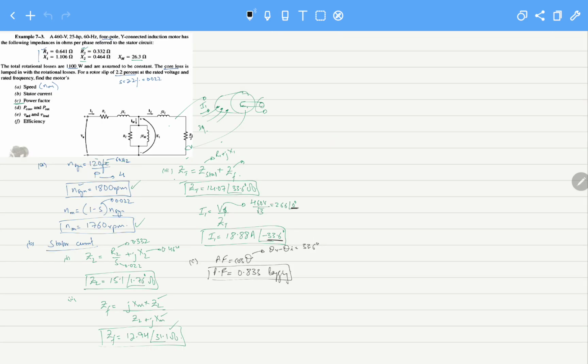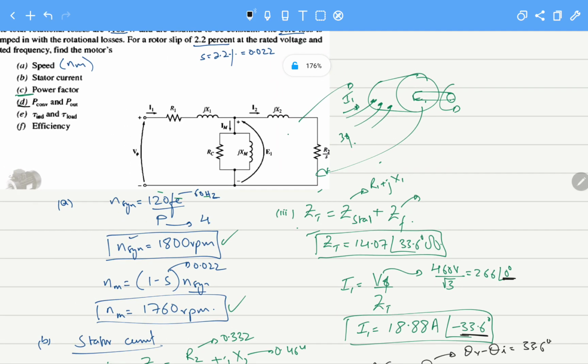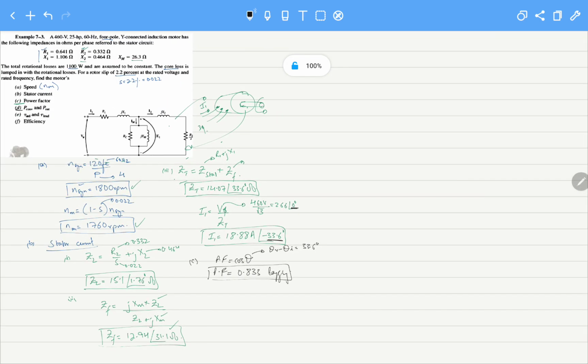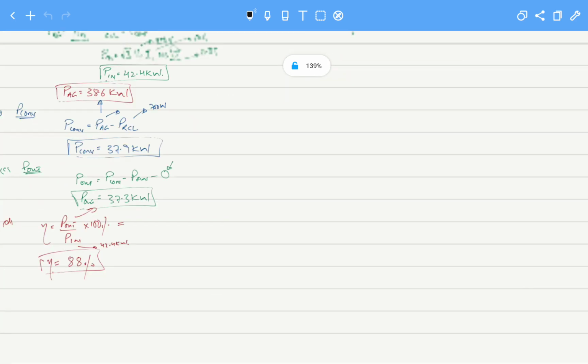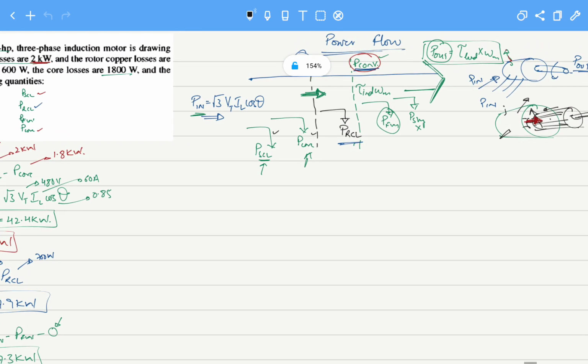Good students. The next question is related to part D, and it states that we calculate power converted and power output. To get this, we should remember what the power flow diagram of an induction motor looks like. We have the input power, then stator copper losses, and then core losses. After that, we have the air gap power. Then we have rotor copper losses, and then we get the power converted. That means the electrical power is now converted to mechanical power. In this question, they have already mentioned that the core losses of the motor are coupled with the mechanical losses, or the rotational losses.